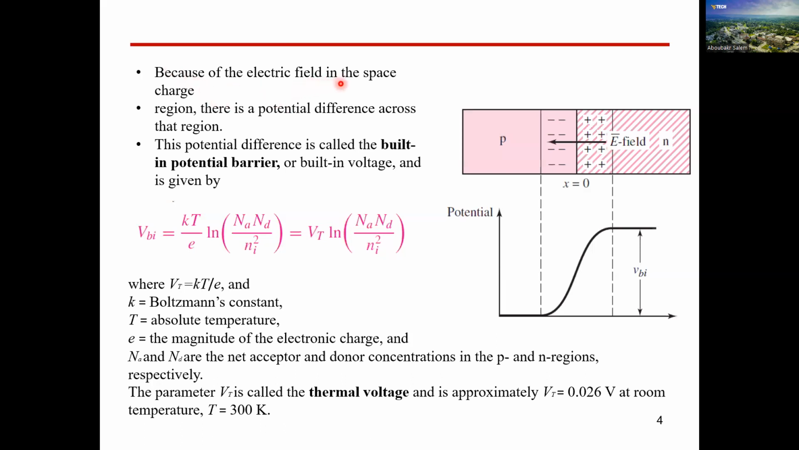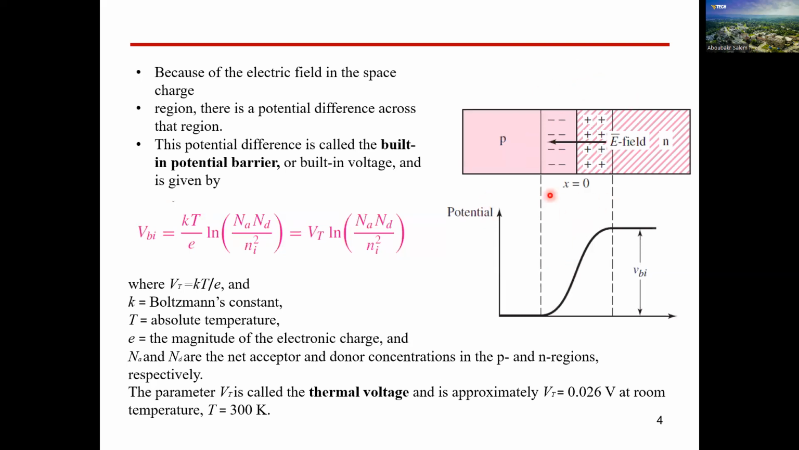Because of the electric field in the space charge, guys, you will have an electric field in the material. There is a potential difference across that region. So this is the region here, guys. You will have a voltage difference around the depletion region of our material. This is the N side, this is the P side, and this is the depletion region.